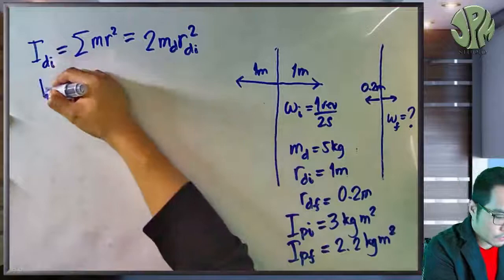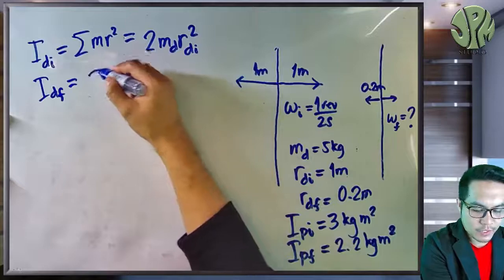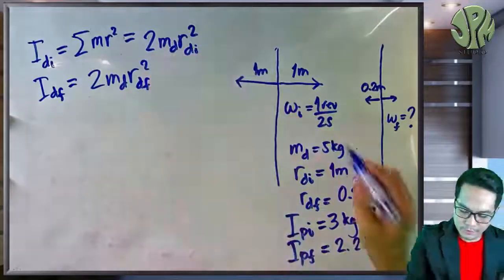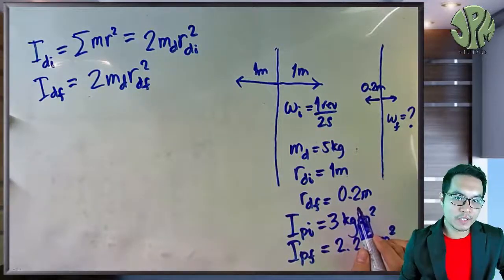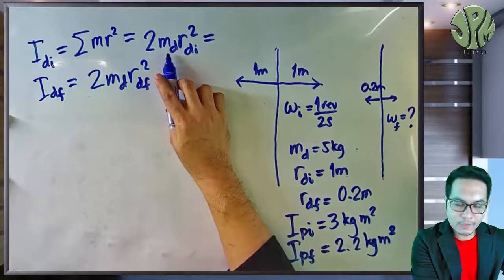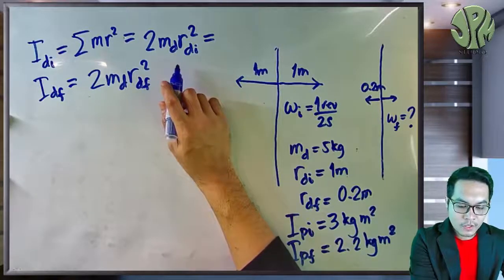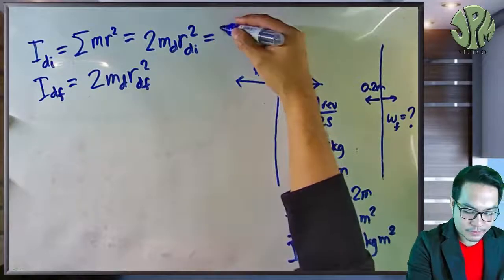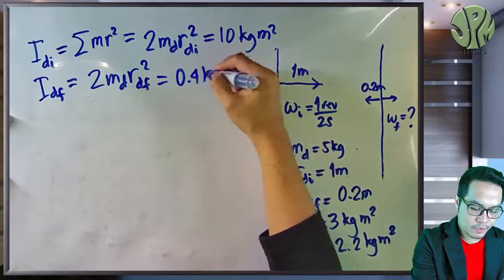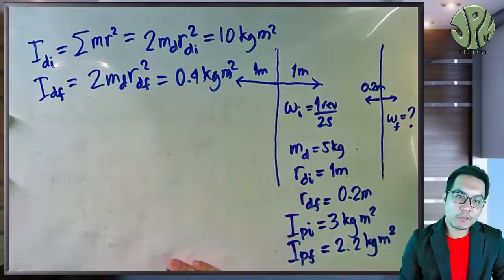For the final moment of inertia of the dumbbells, the same formula, so you will get 2 times the mass of the dumbbells, but with a different radial distance, d final squared, where d final is now 0.2 meters. So the mass of the dumbbells is 5 kilograms times 2, and then the radius, which is 1 meter, so you will get 10 kilogram meters squared. And for this, you will get 0.4 kilogram meters squared. So you now know their respective moments of inertia.